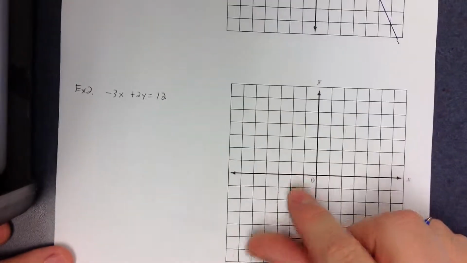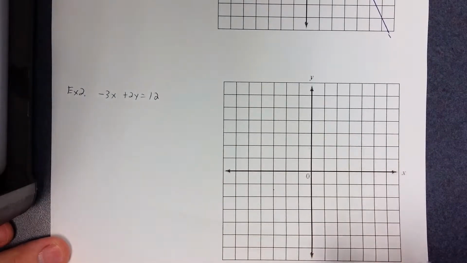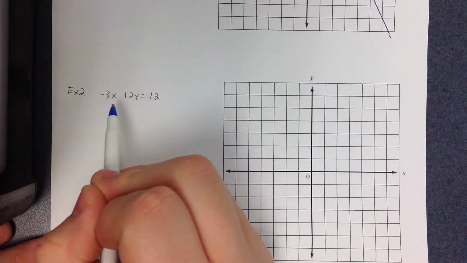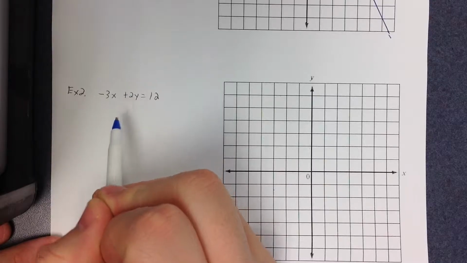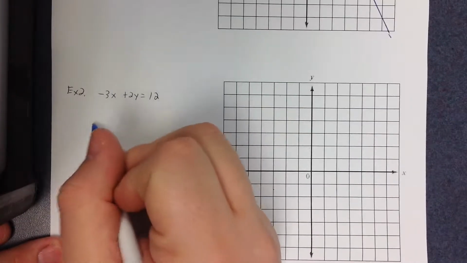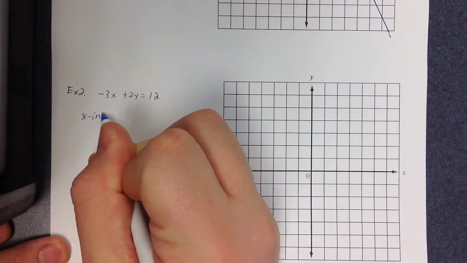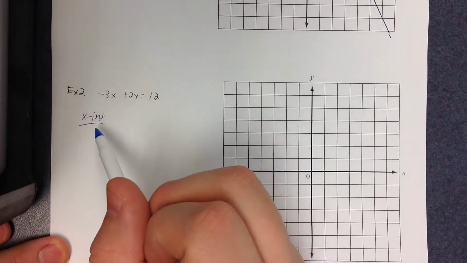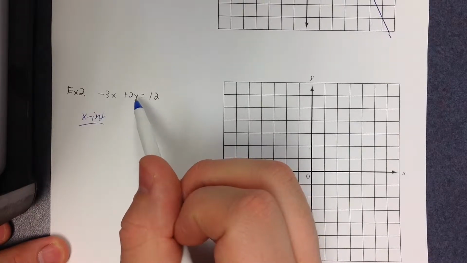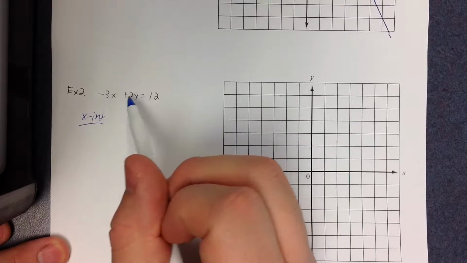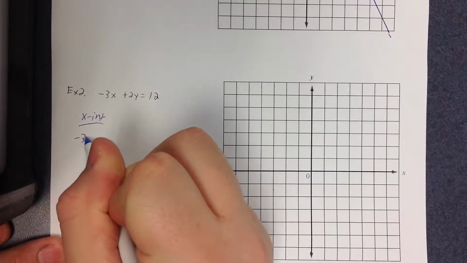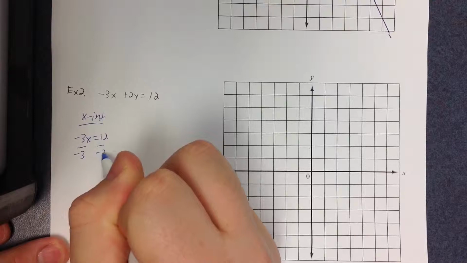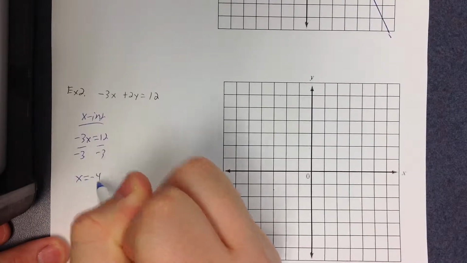Let's look at number 2. Negative 3x plus 2y equals 12. Again, the x and the y are on the same side of the equal sign, which tells me it's in standard form, so it might be easier to find the intercepts. So again, x-intercept, putting in 0 for y, it's going to cancel out that term. So I'm left with negative 3x equals 12. Then divide both sides by negative 3, I get x equals negative 4.